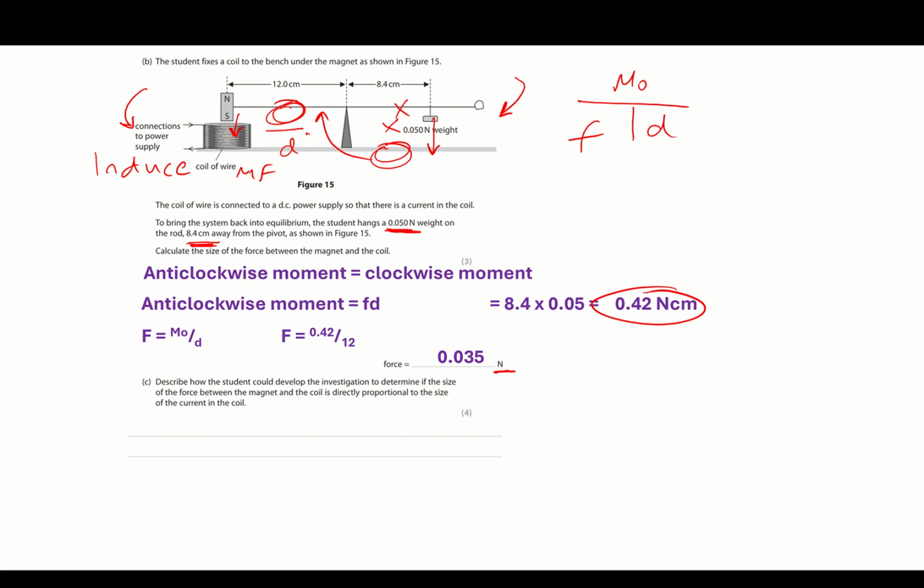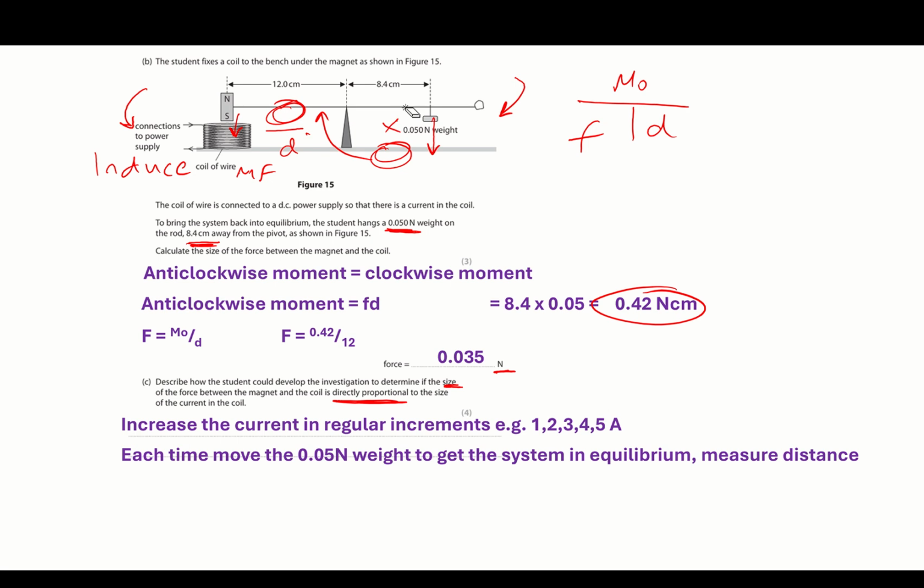Describe how the student could develop the investigation to determine if the size of the force is directly proportional. So that means we're going to have to plot a graph, and we're going to have at least 5 values, and then plot a graph and see if it's a straight line. Okay, so first part then, let's increase the current in regular increments. So I've got an example there, 1, 2, 3, 4, 5 amps.